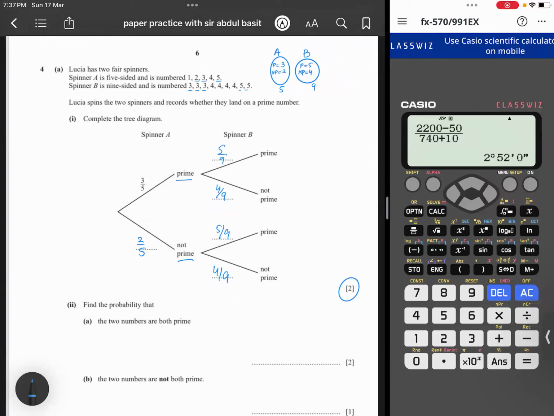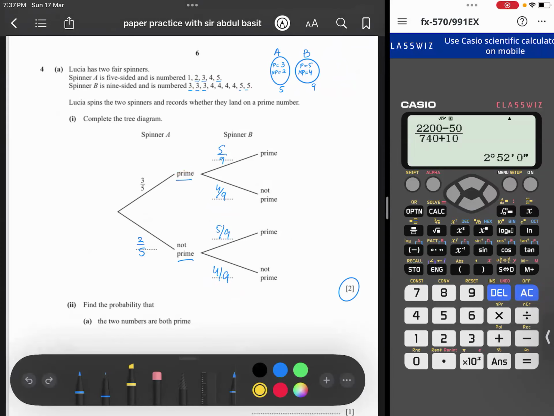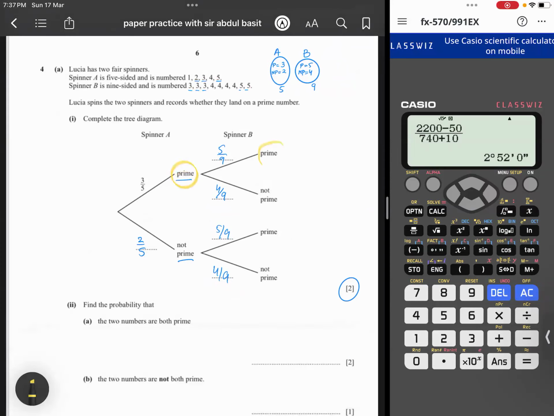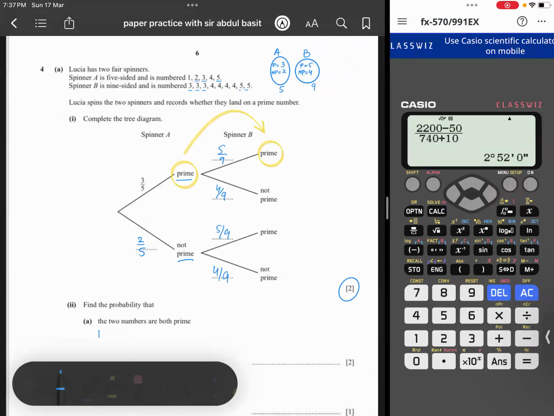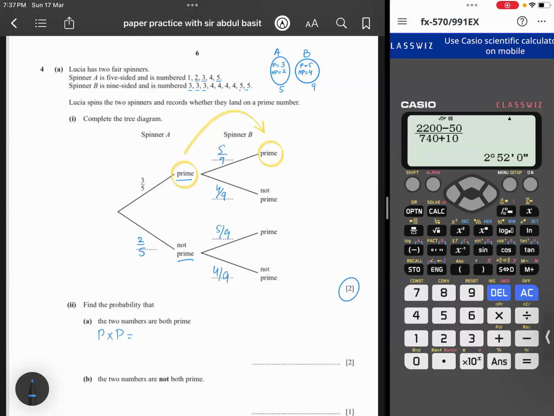Then they say find the probability that the two numbers are both prime. So prime, and then prime. Multiply these two, so prime multiplied by prime. This prime belongs to spinner A and this prime belongs to spinner B. Spinner A has 3 out of 5. Spinner B has 5 out of 9. Can I cancel 5 and 5? So that would be 3 out of 9, which equals 1/3. So 1/3 is the final answer.